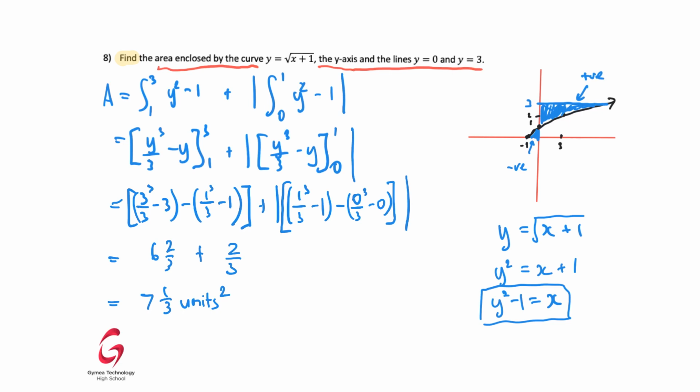Alright, now you have enough bit of knowledge under your belt to go and try exercise 3.7, the questions we've given you from that for homework, before I go and address the last part, which is the area between two curves.